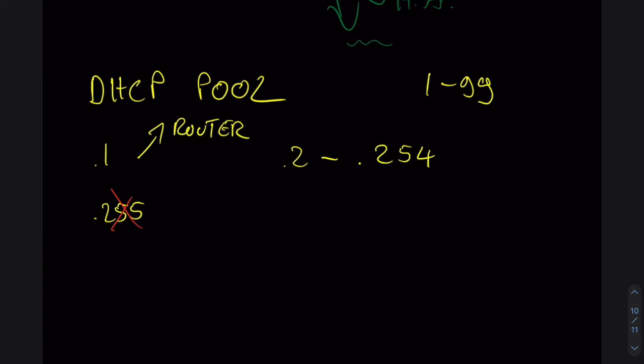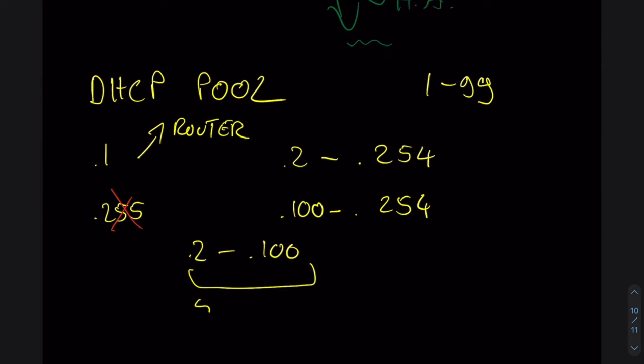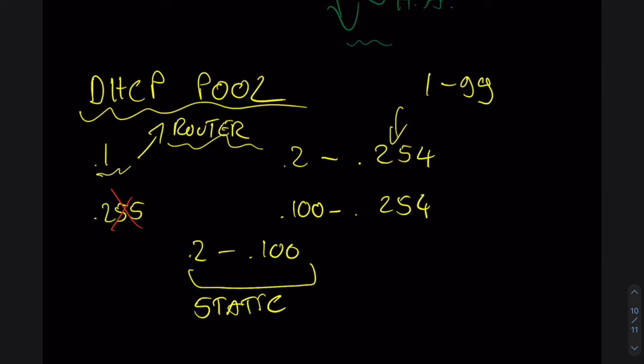You could change this. I currently have from .100 to .254, and everything between .2 and .100, I'm setting as static infrastructure. So you could do whatever you want with your DHCP pool. It's up to you to configure, obviously within the limits of math. So you have your upper limit, and you need at least one IP address for your router. Your router, to point out, really doesn't have to be on .1, it could be on any address.